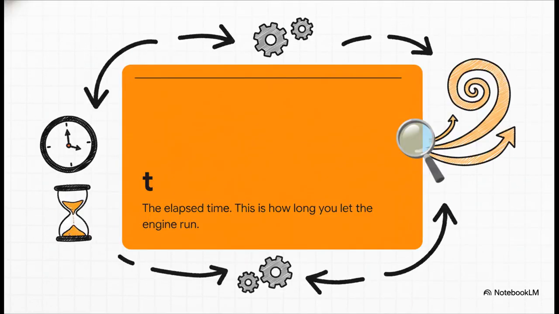And the last piece of the puzzle? T for time. Super easy. It's just how long you let that engine run. The longer you let a good growth rate do its thing, the crazier the results get. Time is a seriously powerful ingredient in this recipe.